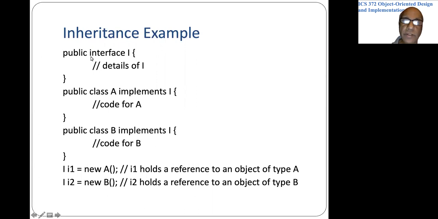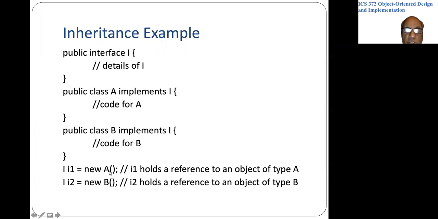You can inherit from an interface. Suppose you have public interface I, and then we have some methods or whatever declared here. You could have static fields, right? You can implement that interface like this. Public class A implements I, and then you need to implement all the methods of I over here. You can write public class B implements I and write all the methods of B here.